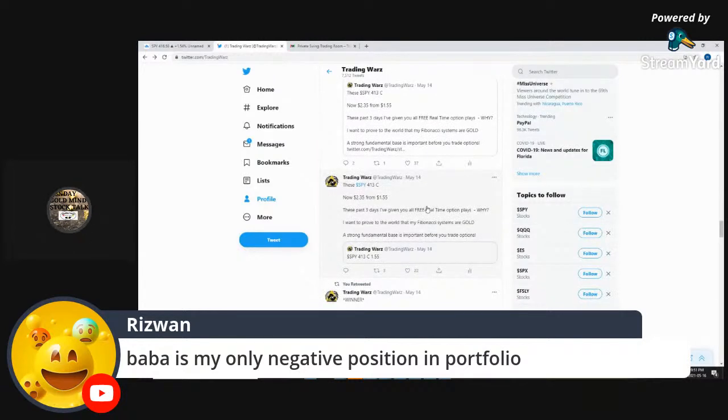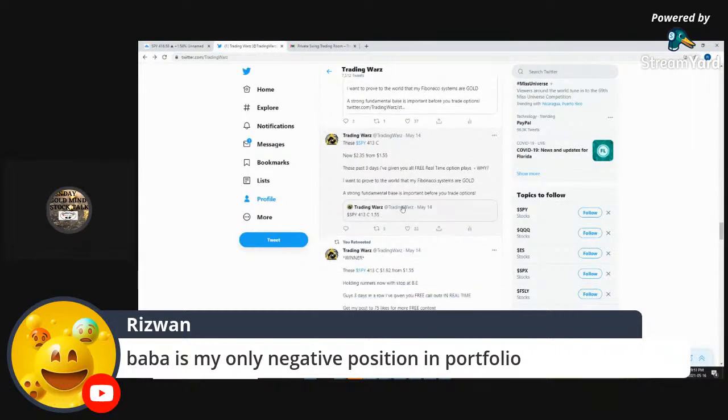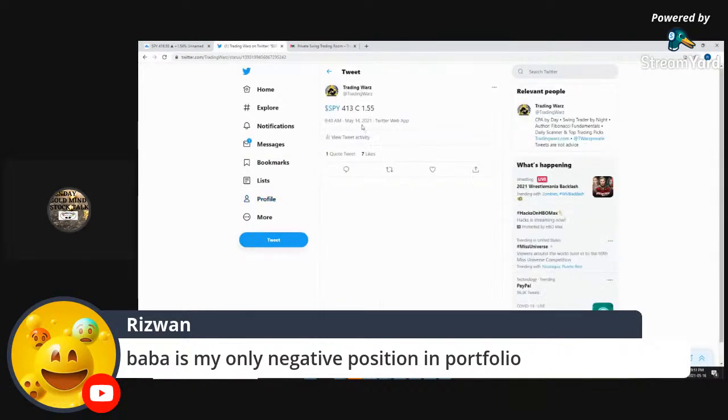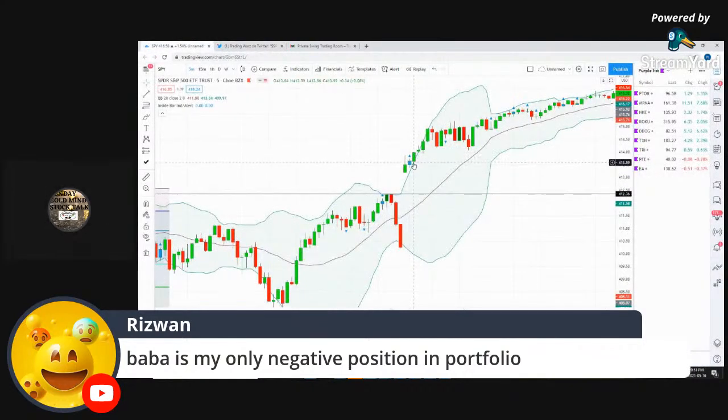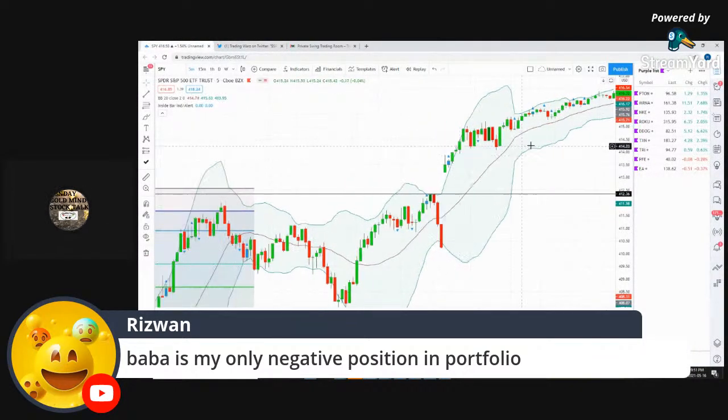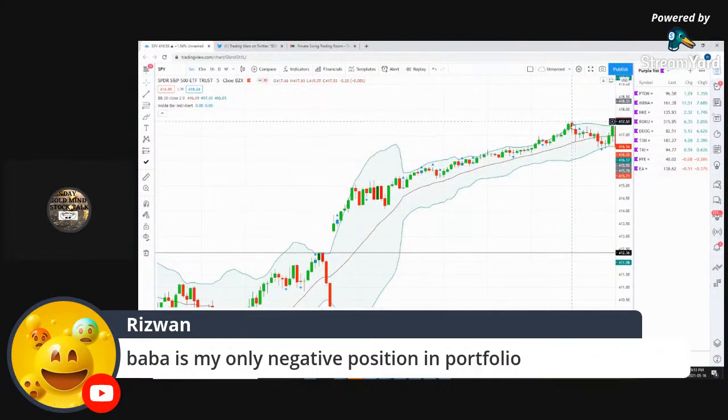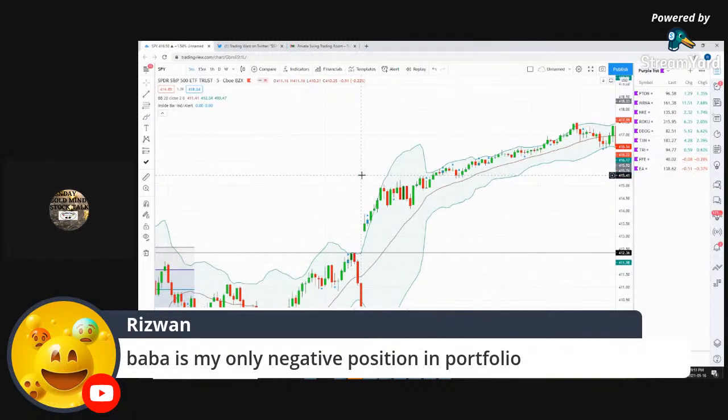And then here we go, okay? So this is how I do it. On May 14th, in the morning, I just type it quickly because I'm trying to get into the trade, so I can't write a full paragraph. I just put SPY 413 calls $1.55. Right here, the calls were $1.55, and by the time we got up to here, the calls were $4. So the calls were $4 and we made a shit ton of money. It was great.